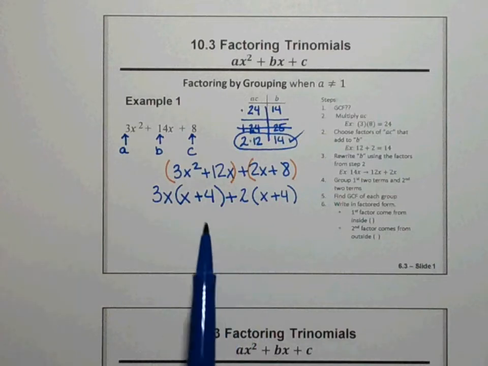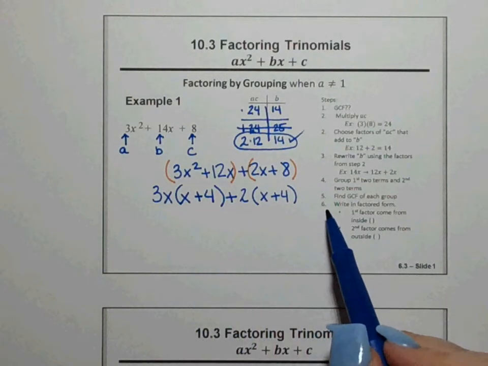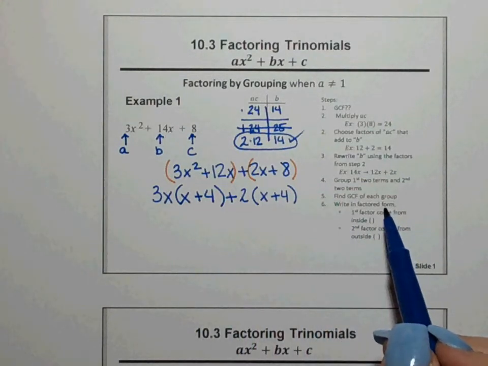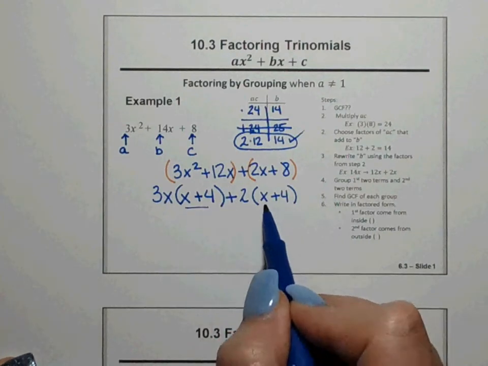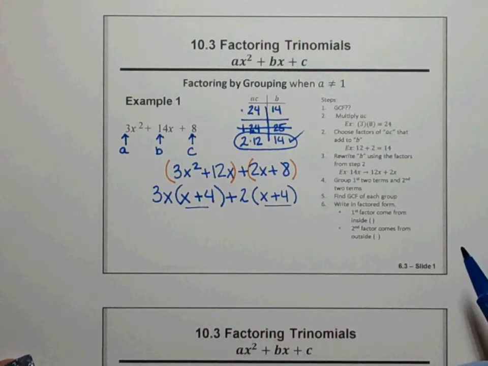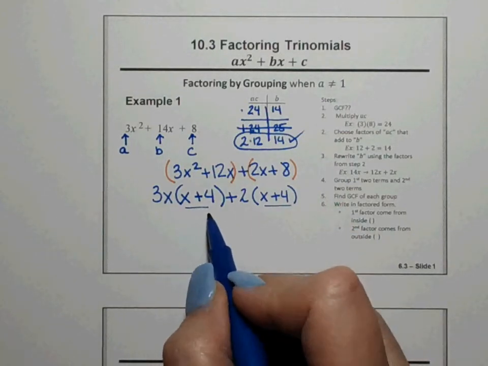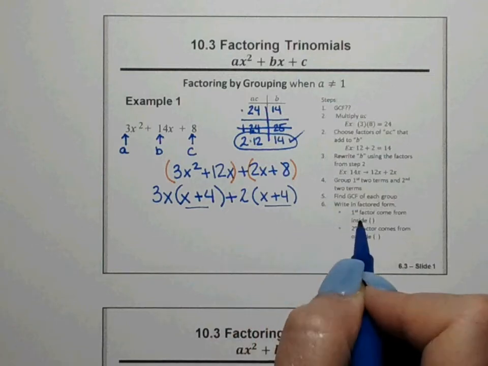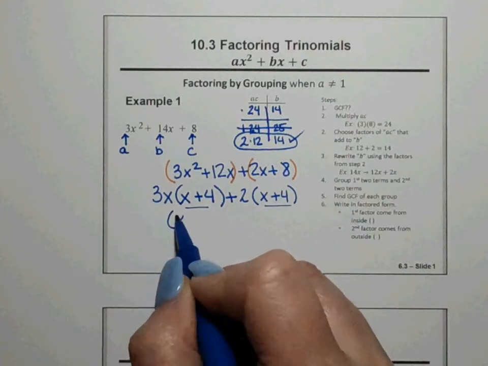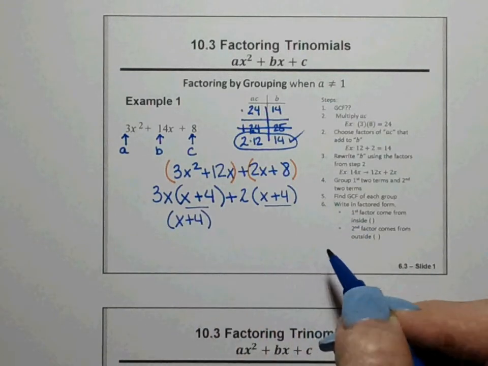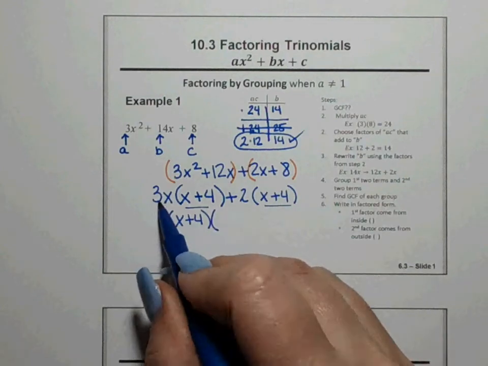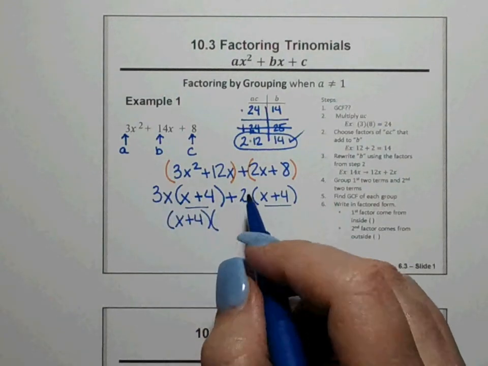That is step 5 done, and now I'm going to do step 6, write them in factored form. I want to make sure that these two are the same, and we want them to be the same because that means that we've factored correctly. So once I've got those two checked off, they're the same, I'm going to write the first factor from what comes inside the parentheses, and my second factor comes from these two terms that are outside the parentheses.